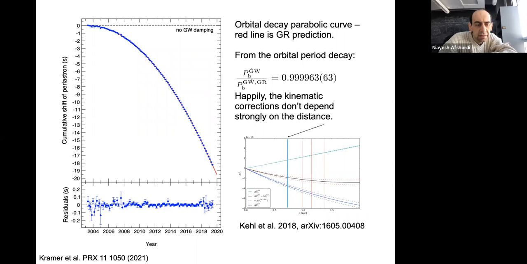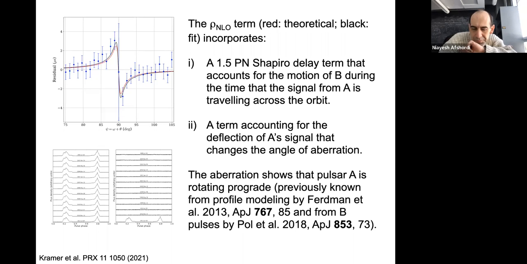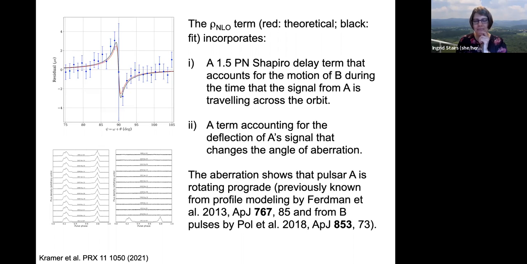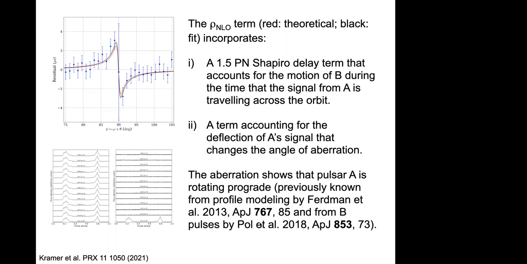Excuse me, Ingrid, there's a question by Rob Mann. I just wondered, you have red theoretical, black is the fit to the data. I assume the best fit. Theoretical what? Is that a GR curve, or is that theoretical curve independent of the theory of gravity?